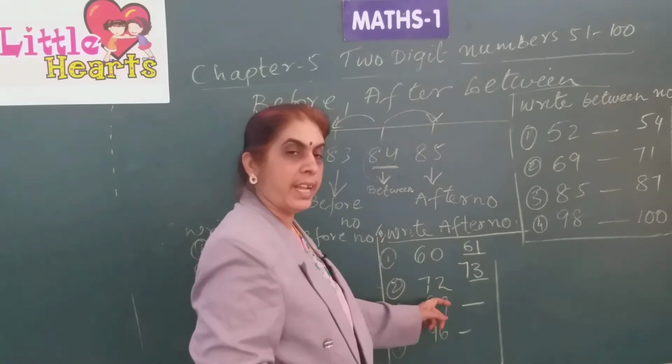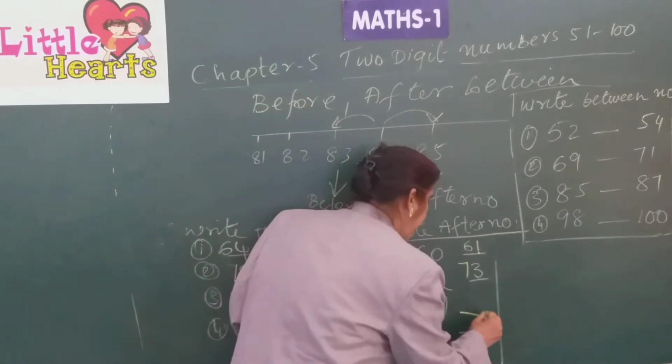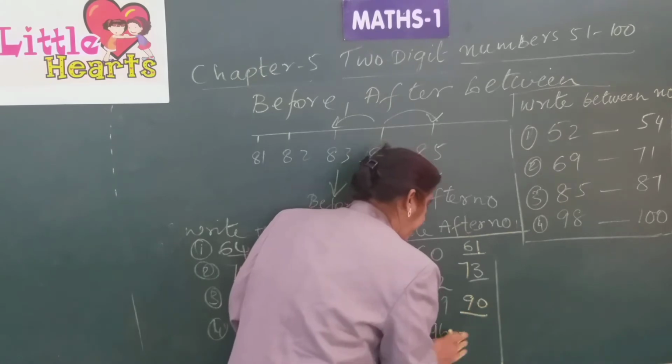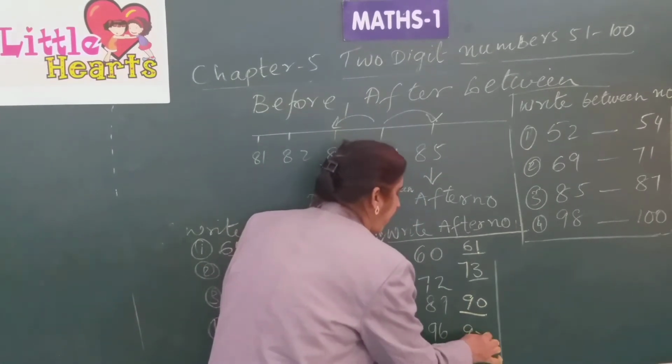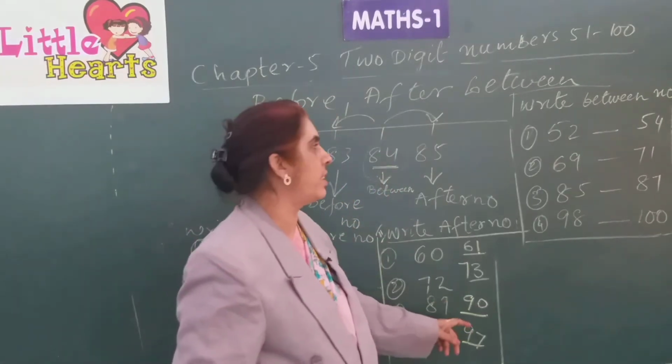After number of 89 is 90. 96, the after number of 96 is 97.